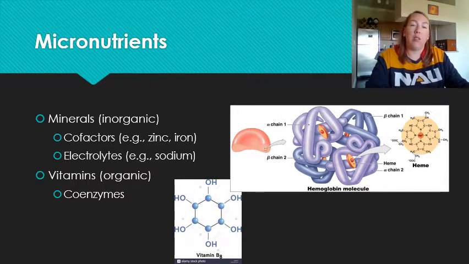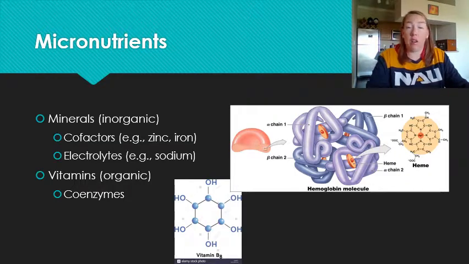Micronutrients are those that you need in smaller amounts. Also easy to remember because micro means small. But these are just as important as macronutrients for cellular functions. There are 2 broad categories of micronutrients. We have both minerals and vitamins.